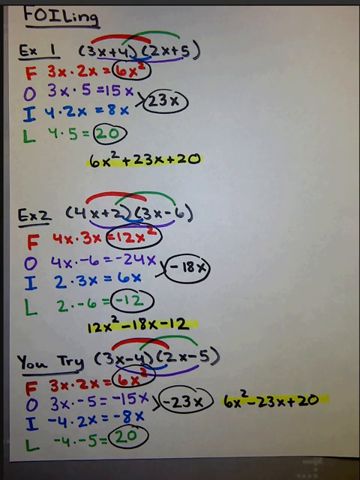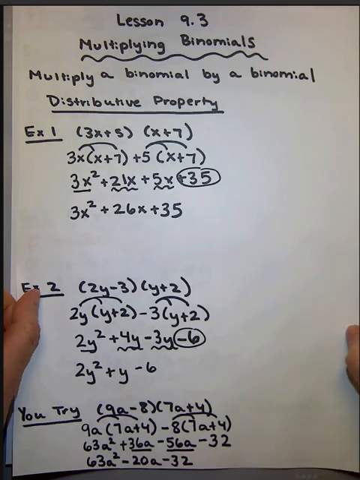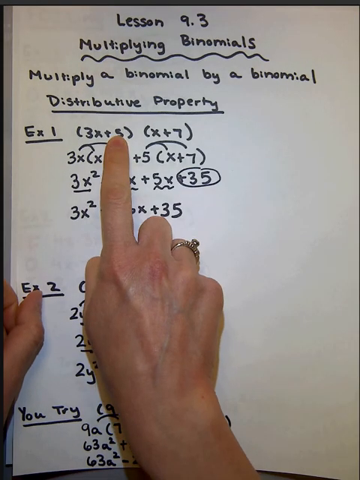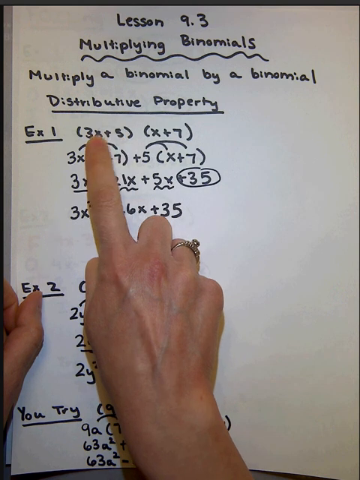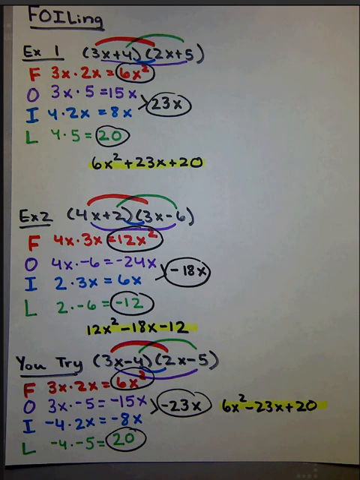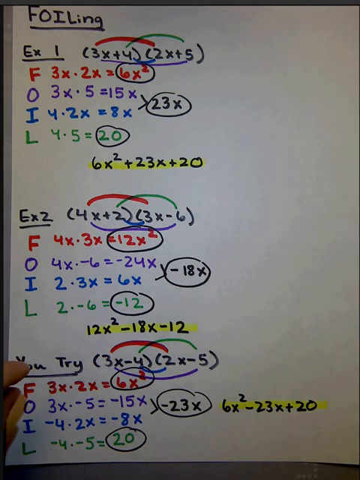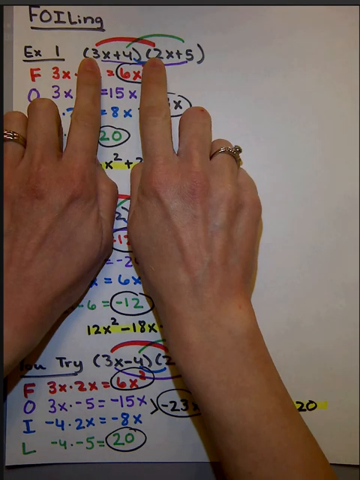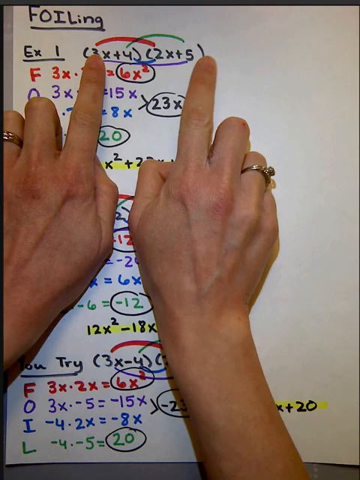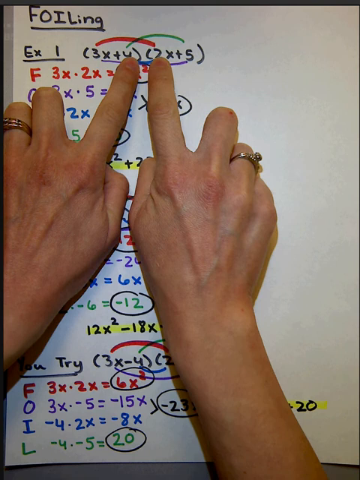So again, we looked at two different methods of multiplying a binomial by a binomial. The first was the distributive property, where we broke up the first set of parentheses and distributed each term to the second set of parentheses. And the second method is our method of foiling, which is how we remember to multiply the terms together using the first terms, the outer terms, the inners, and the last.